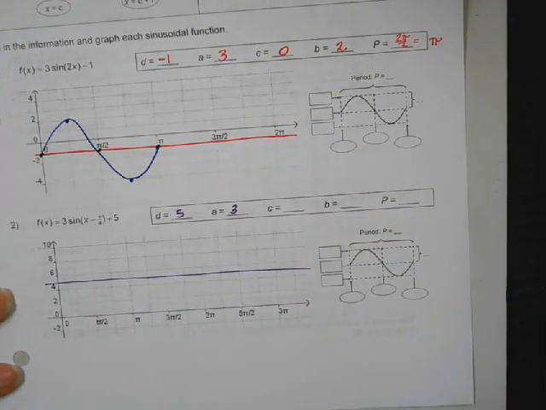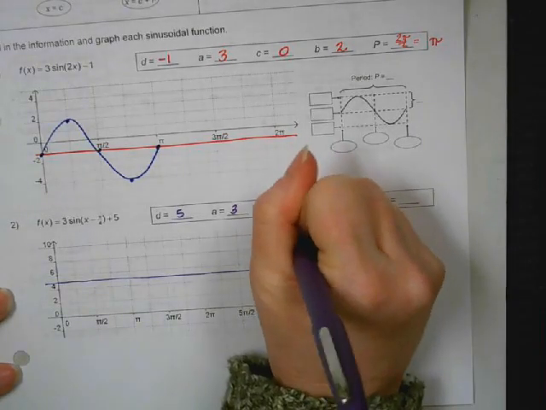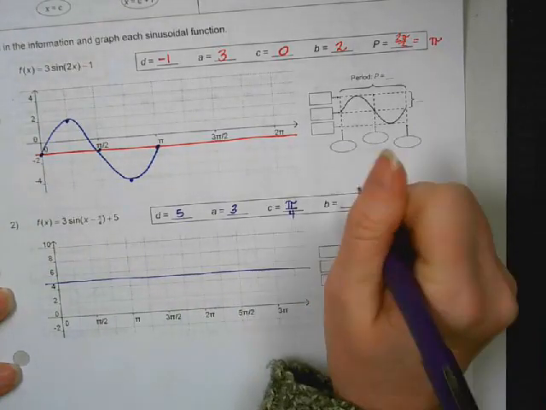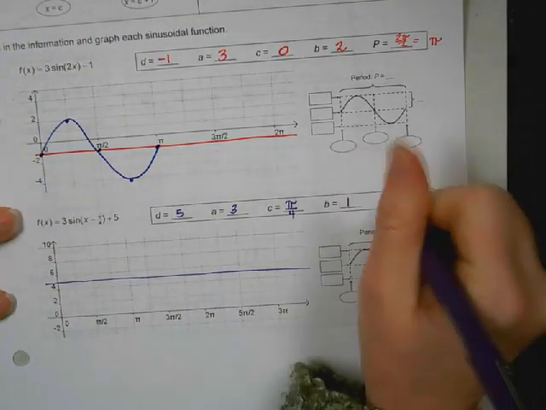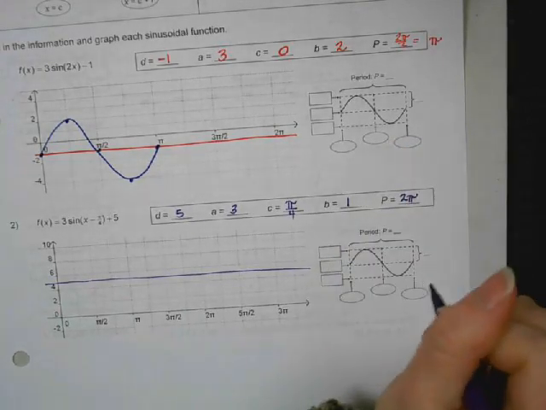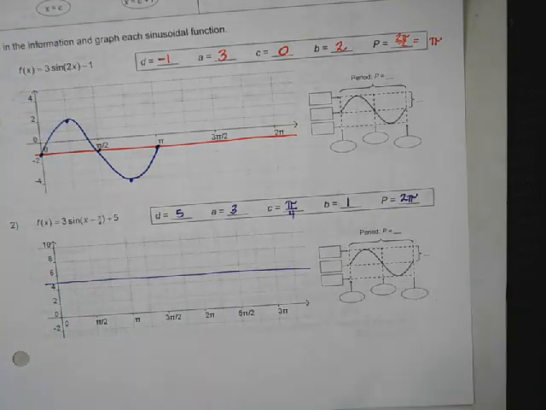Your C value is pi over 4. Your B value is just 1, so your period is just 2 pi, because it would be 2 pi over B, which is 2 pi over 1, which is just 2 pi. Which means that my period didn't get changed at all. That's all the same. But where I normally start at 0, 0, I would now be starting at 0, 5, except I have a phase shift of 1/4 pi.